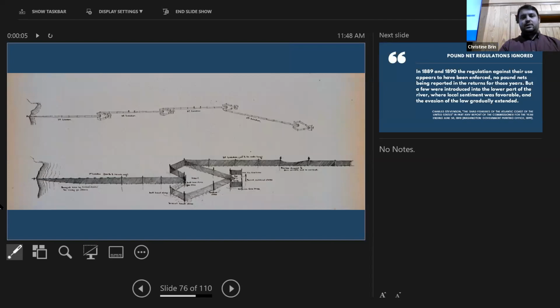And so some of these pound nets can be a leader with just one pocket, or you can have another leader come off the heart like here, and you can have a whole network just off of one of these things. So these things can get really big and really complicated. The average leader on the Neuse River was 200 yards, so two football fields long, going out into the water.